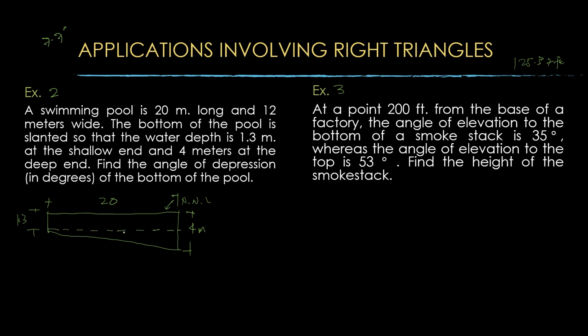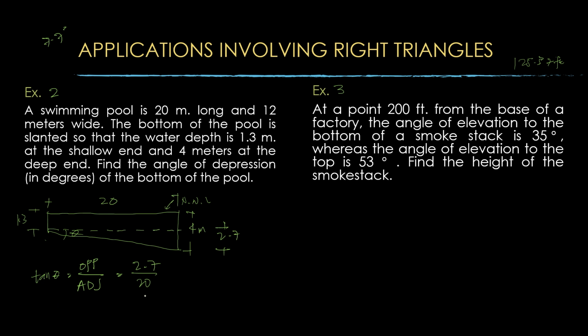From this inverted right triangle, we can say that the angle of depression, let's name that theta, is equal to what? The opposite over the adjacent. Tangent theta is equal to the opposite over the adjacent. Our opposite for this one is the difference between 4 meters and 1.3 meters. What is the difference between those two values? That is 2.7. So 2.7 over 20. We can now find the value of our theta.